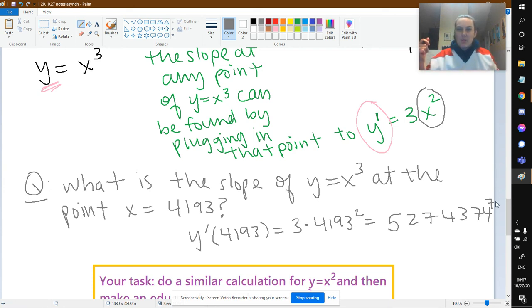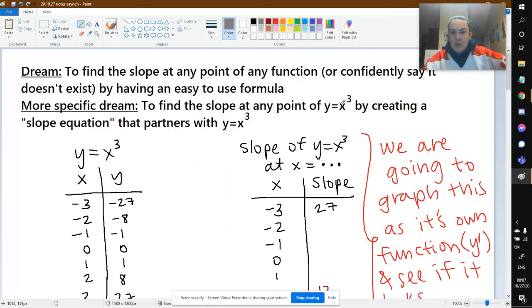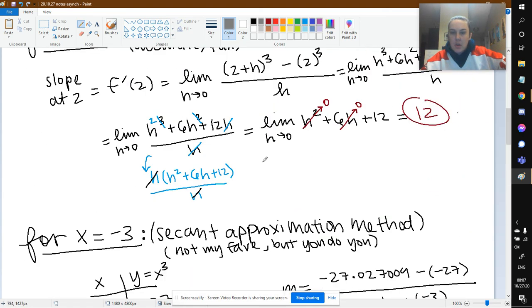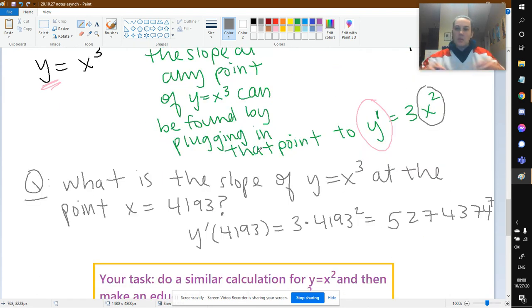So our dream came true, right? Our specific dream up at the top that said, I want to be able to find the slope at any point of this function by creating a slope equation. Bada bing, right? Now I can say, I want to find the slope at pi. I want to find the slope at -3.7, whatever. I can just plug it into my slope equation.